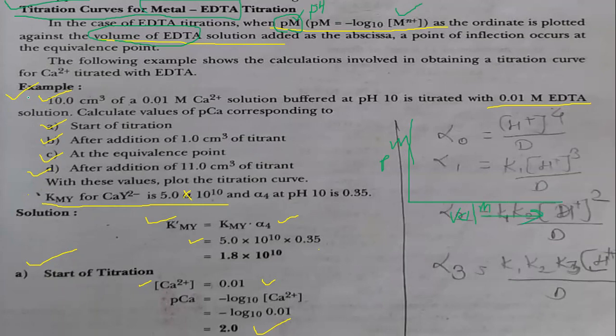Okay, so consider this example. Take 10 centimeter cube of 0.01 molar Ca2 plus solution, having buffer pH 10. It is titrated with the EDTA having concentration 0.01.